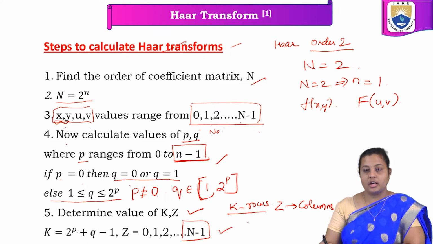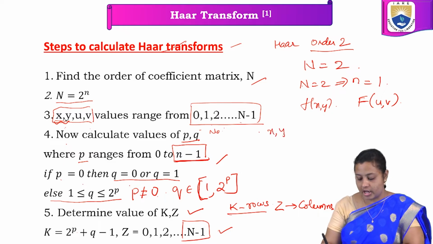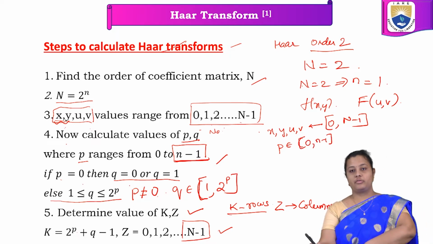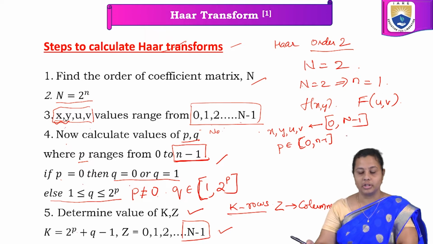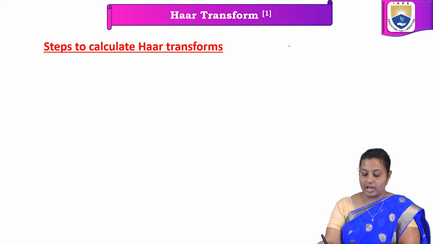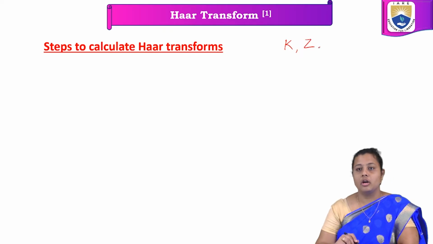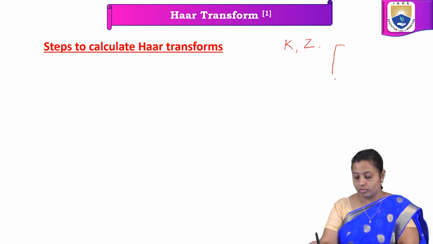So here another important thing is that the capital Z value ranges from 0 to capital N minus 1. If you observe clearly, X, Y, U, V values range from 0 to capital N minus 1, right? P value will belong to small n minus 1. So we have to observe this difference very clearly and remember it, right? After calculating K and Z values, we have to calculate the coefficient. What are the coefficient values in our Haar matrix?